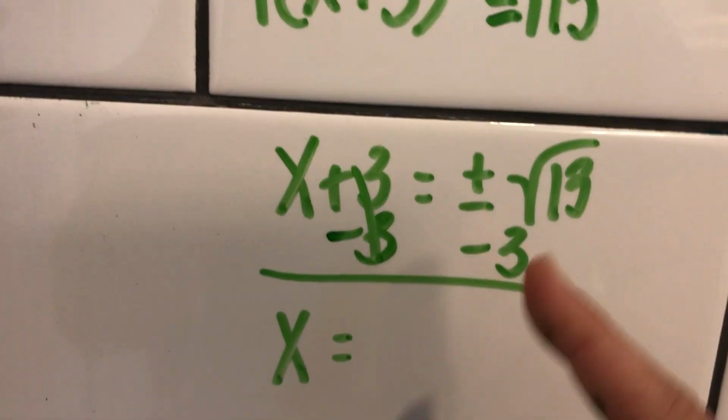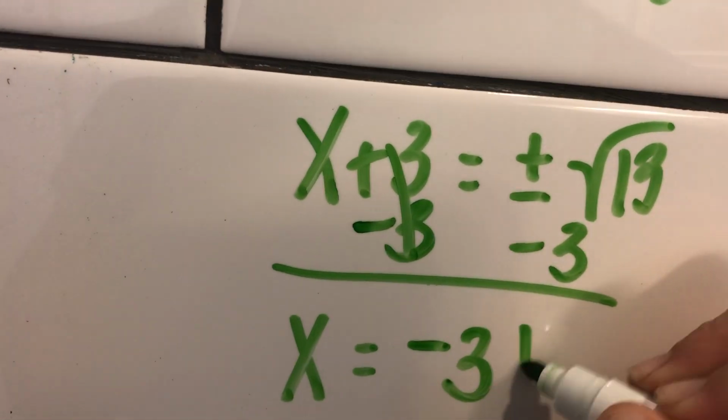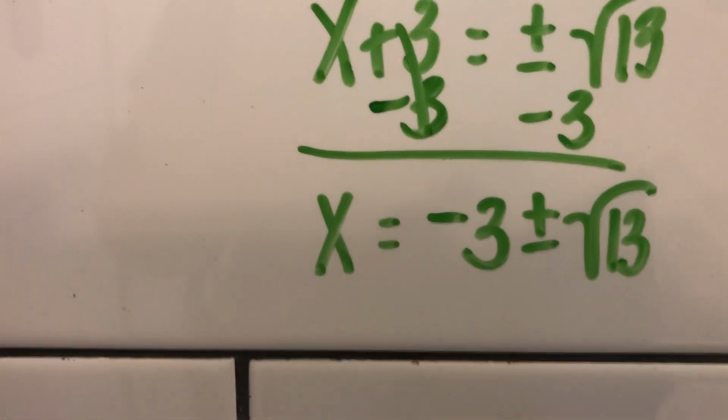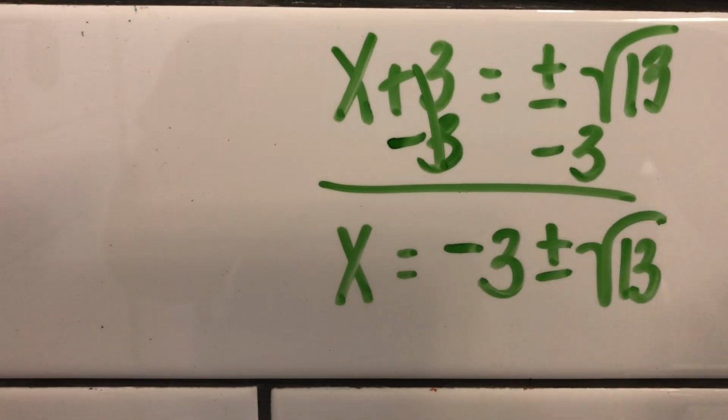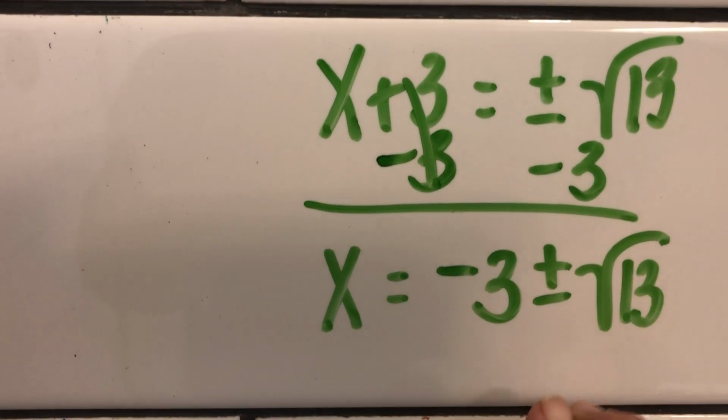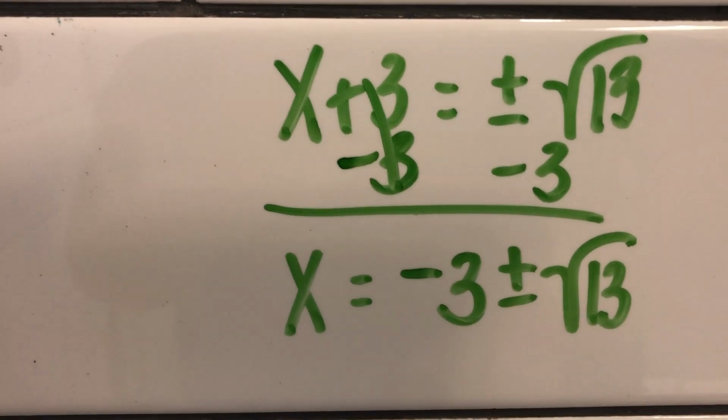Now I'm going to write the integer out front. I'm going to say negative 3 plus or minus the square root of 13. And that's actually in simplified radical form. I can't break down the square root of 13 anymore. I can't combine them. I'm just going to say negative 3 plus or minus the square root of 13.